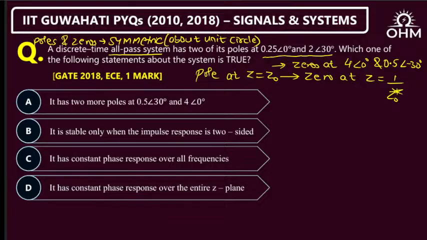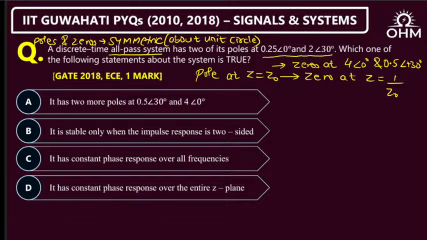Okay, so does it have 2 more poles? No, it can have zeros at these given locations, but not the poles. Symmetric poles and zeros. There is no reality condition mentioned, so it will be at 30 degree only.